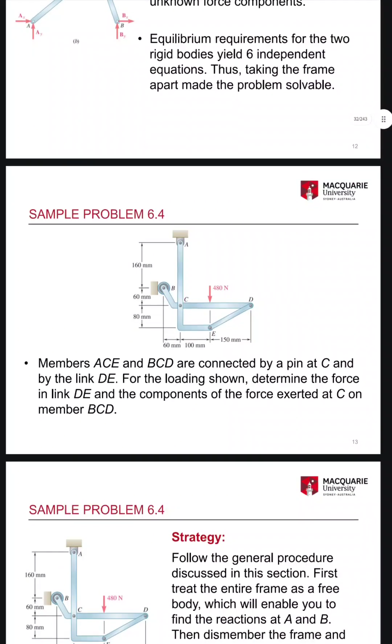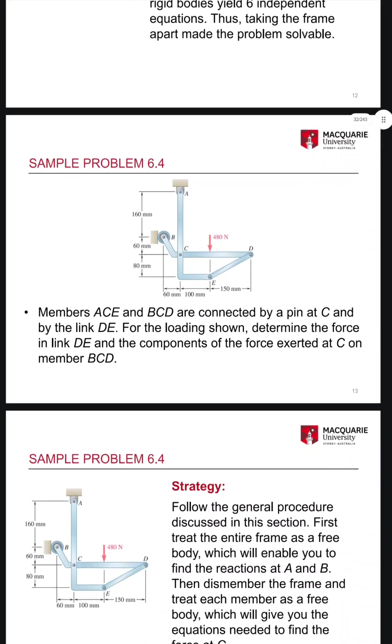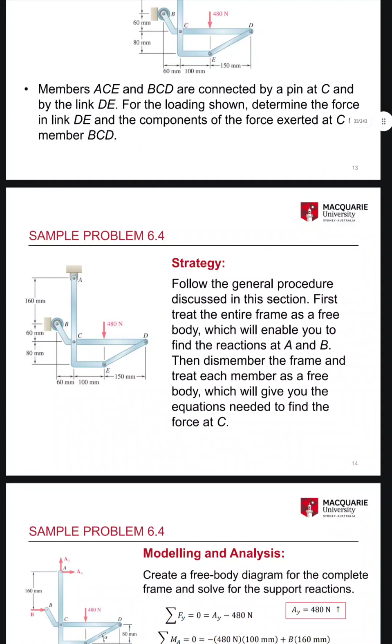Sample problem 6.4. The dimensions are 60 mm, 60 mm, 80 mm, 60 mm, 100 mm, and 150 mm, with a 480 Newton load coming down. Members ACE and BCD are connected by a pin at C and by the link DE. For the loading shown, determine the force in link DE and the components of the force exerted at C on member BCD. Now, the strategy for the problem.